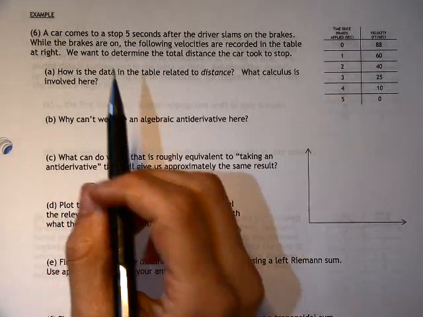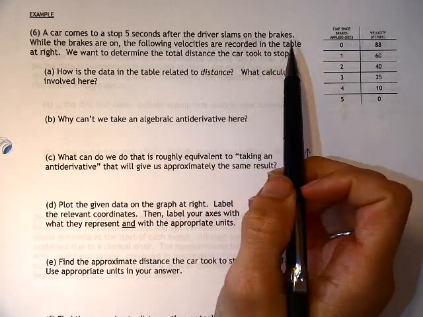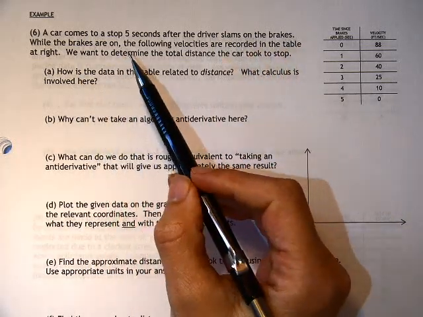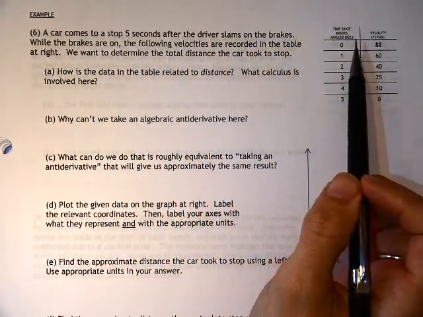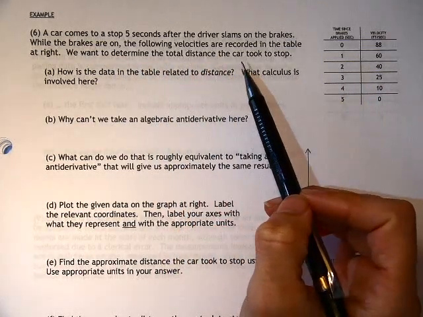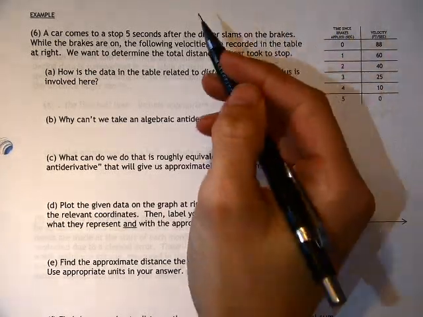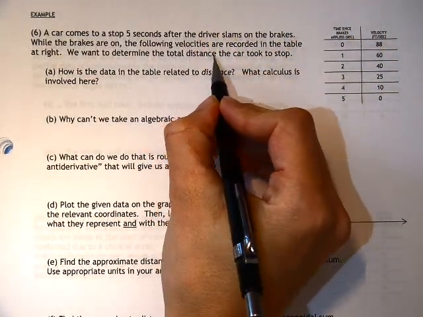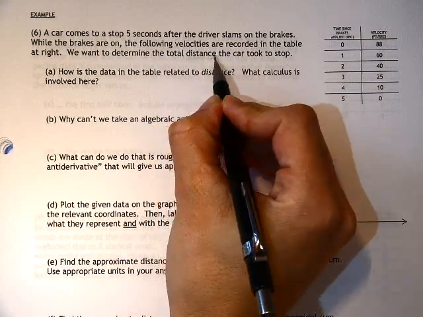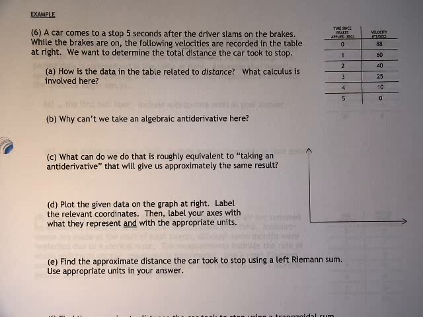In this example, we're dealing with a car coming to a stop 5 seconds after the driver slams on the brakes. While the brakes are on, the velocities are recorded in the table over here, and we want to determine the total distance that the car took to stop. So naturally, you can probably think about this connection that we already know between distance, which is kind of a position, and velocity, its derivative. We know that those things are related.